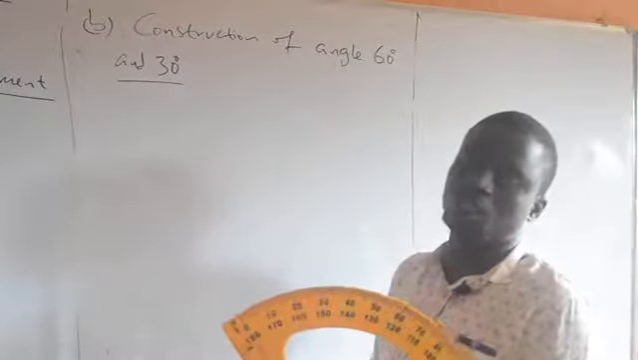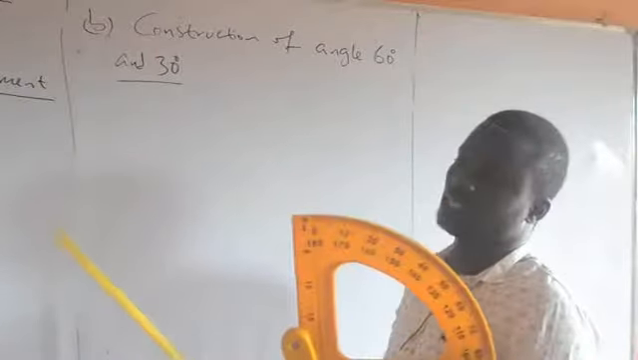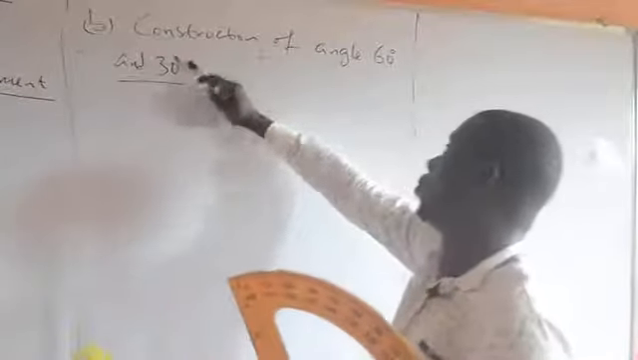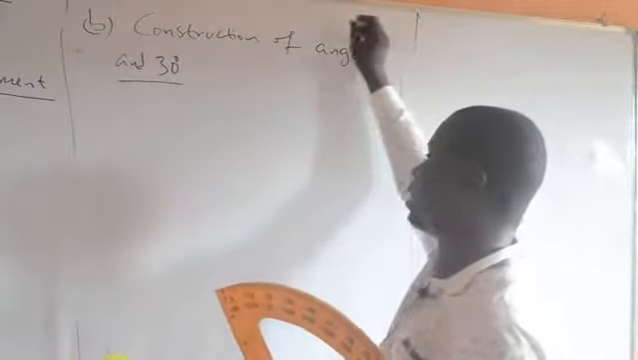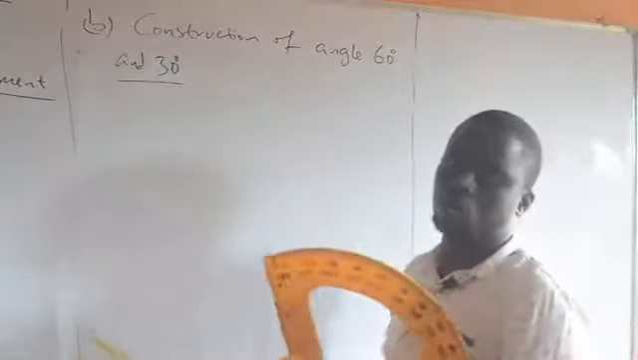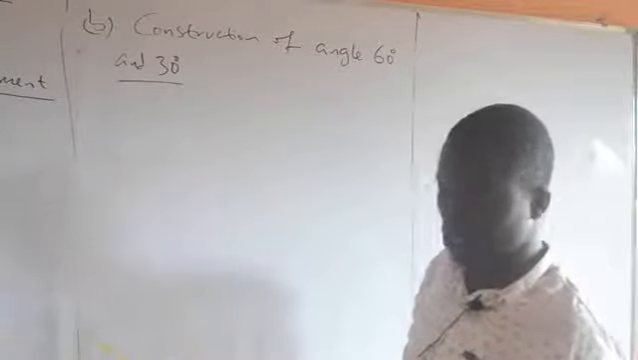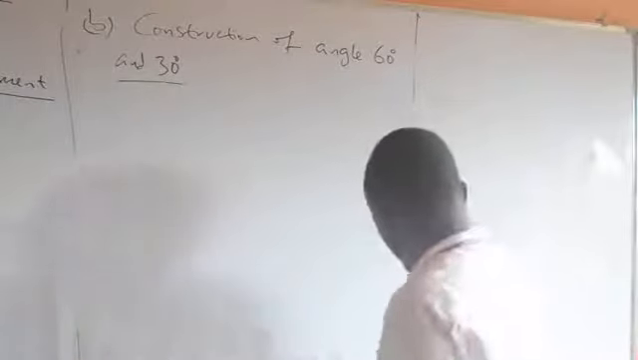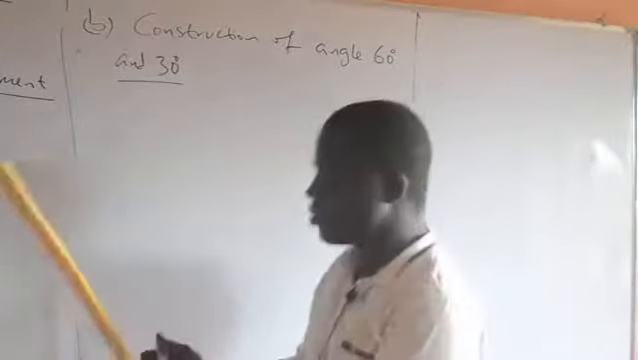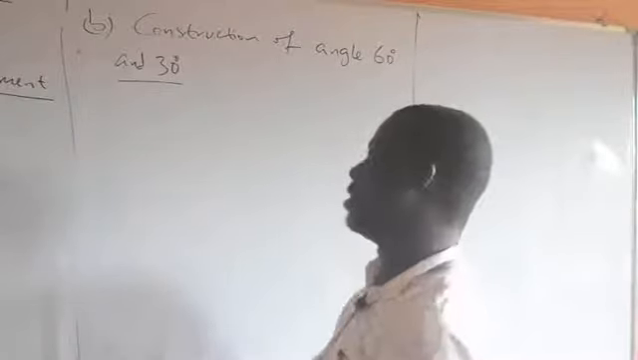We want to construct angle 60 and angle 30. Alright. We can't construct angle 30 directly. We have to construct 60 first, then divide 60 by 2. You get 30. How do we do that? Repeat what you did in the first subtopic. You understand? So if I were you, I will draw any line of your choice. It could be 5, 6, 7, 8 cm.